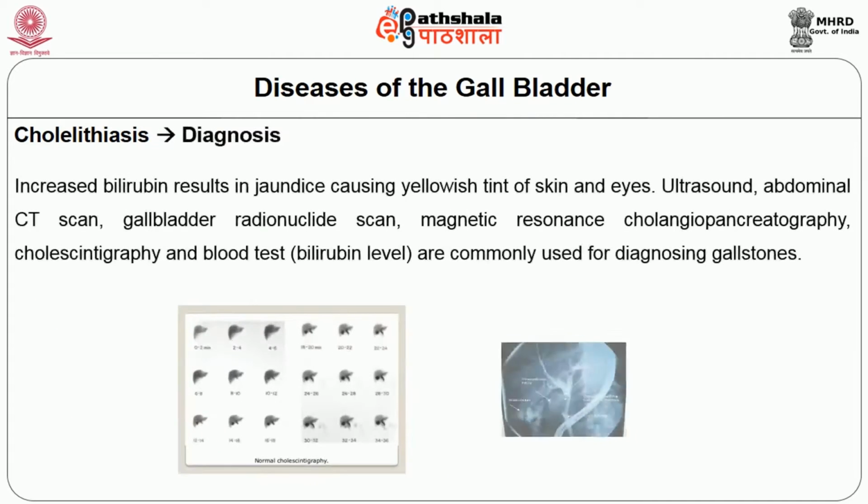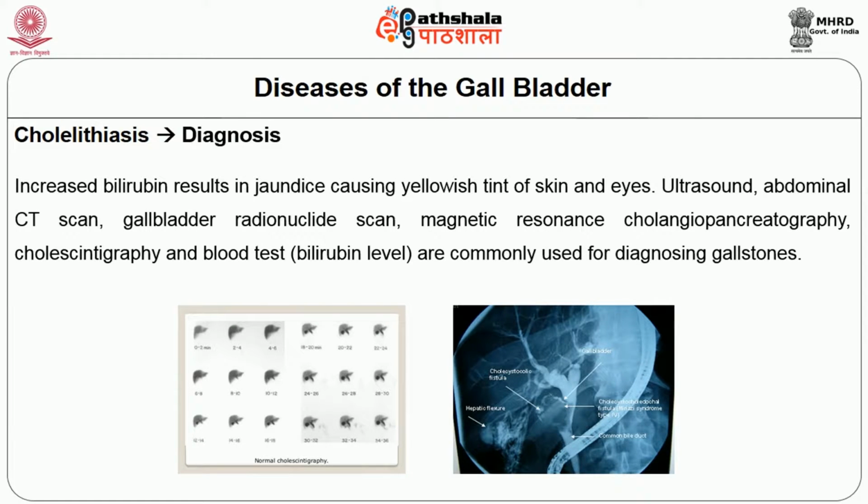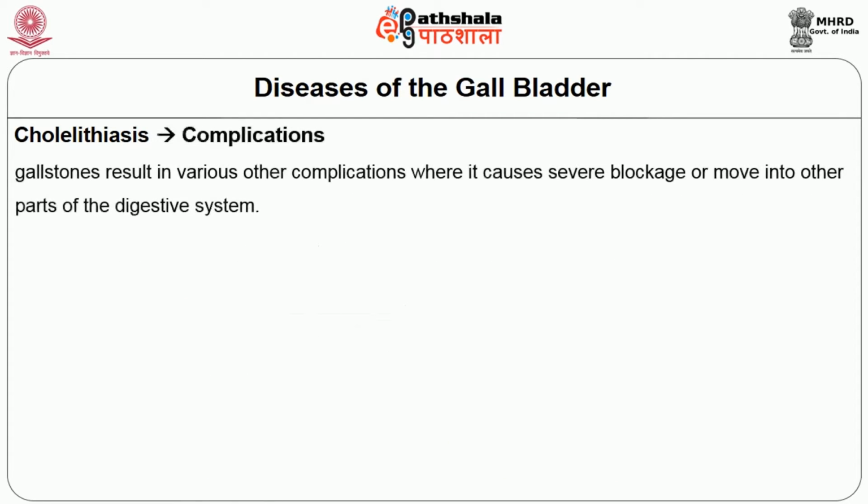The diagnosis of gallstones includes increased bilirubin, which results in jaundice causing yellowish tint of skin and eyes. Ultrasound, abdominal CT scan, gallbladder radionuclide scan, magnetic resonance cholangiopancreatography, cholecystography, and blood tests are commonly used for diagnosing gallstones. The complications include, in some cases, the gallstones causing severe blockage or moving into other parts of the digestive system.